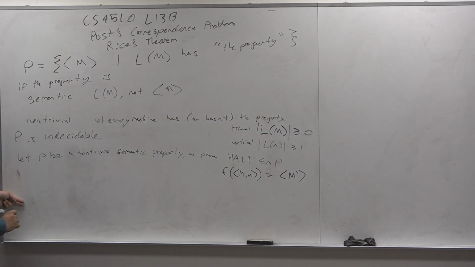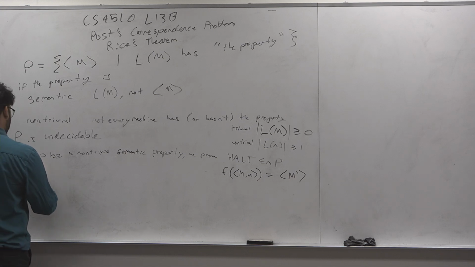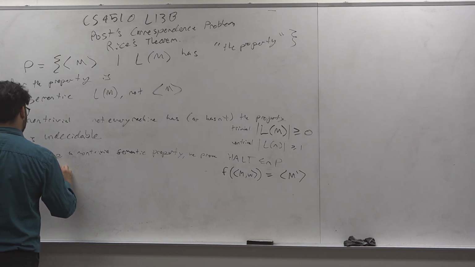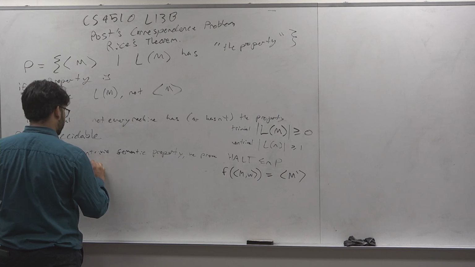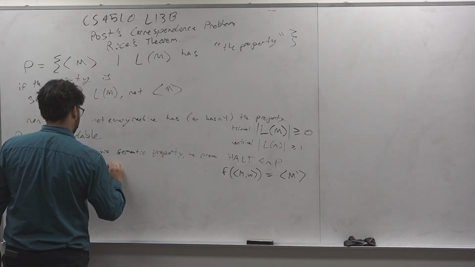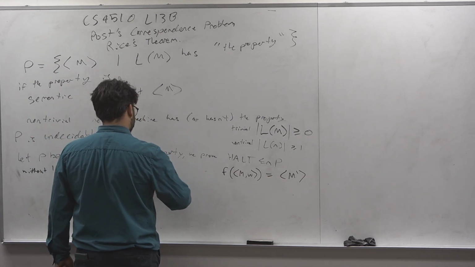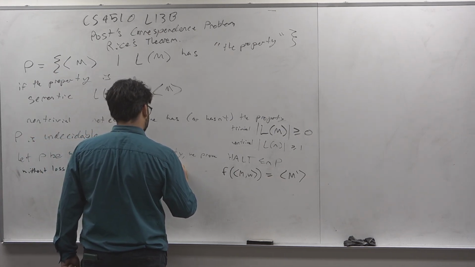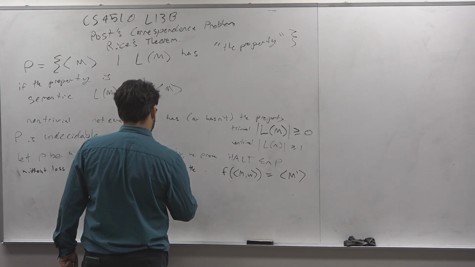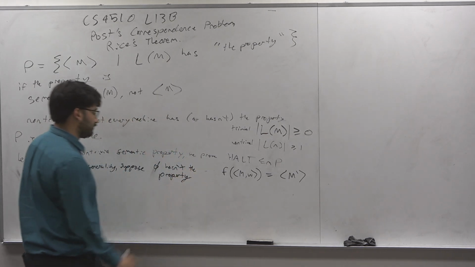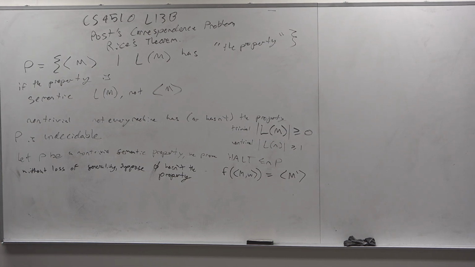Now, we know some things already. First, without loss of generality, suppose the empty set hasn't the property. Why is that okay to assume without loss of generality? If we're talking about languages, every machine that accepts the empty set, or accepts no strings, they're all either together in the property or all not in the property, okay?